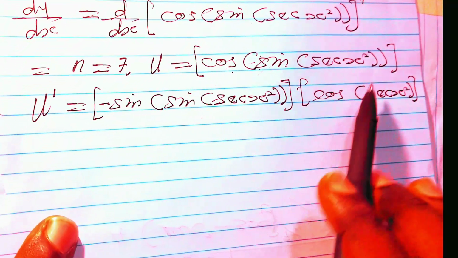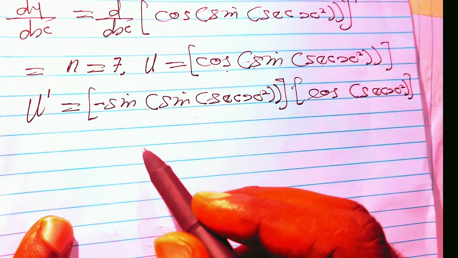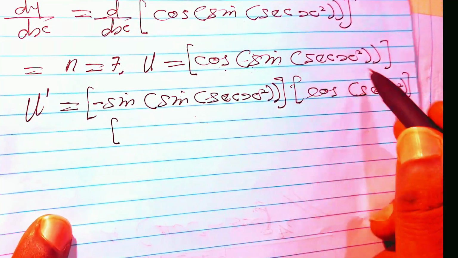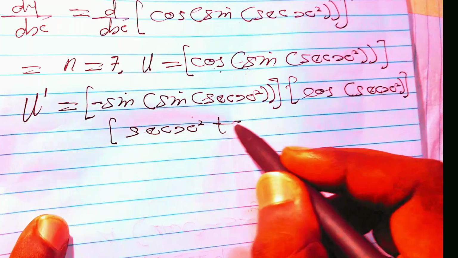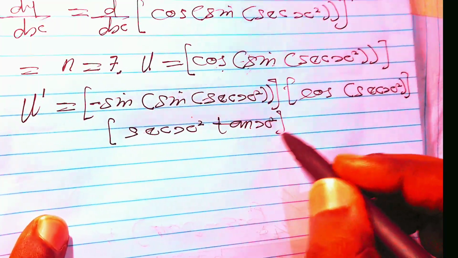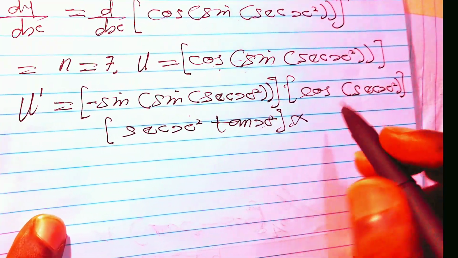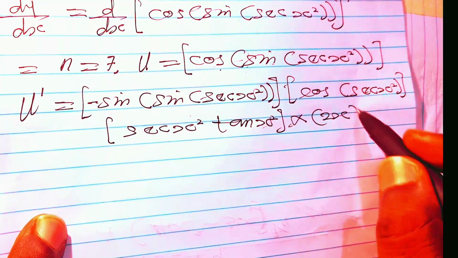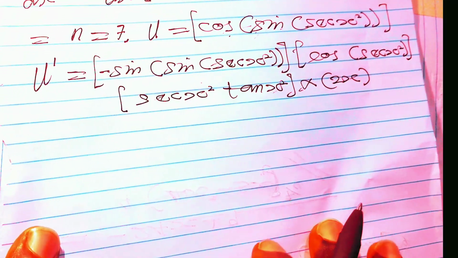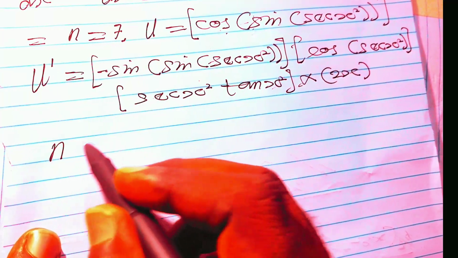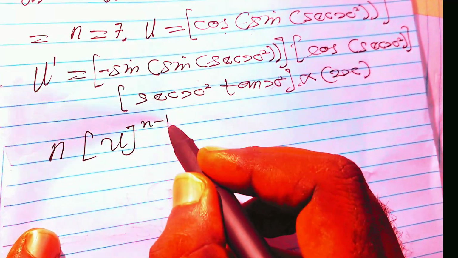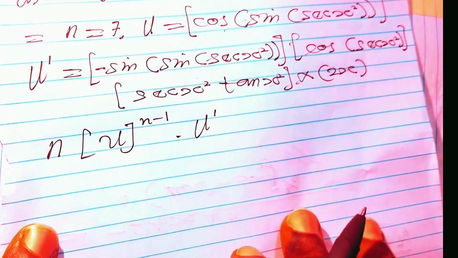And then differentiating sec x squared has to be a bracket: the derivative of sec x squared is sec x squared times x squared, multiplied by the derivative of x squared itself, that's 2x. Subsequently we can apply our chain rule. The chain rule says it has to be n in the bracket u raised to the power n minus 1 multiplied by the derivative of u.